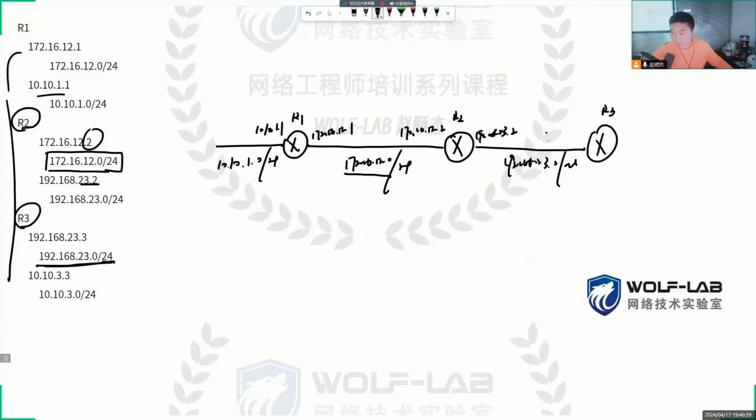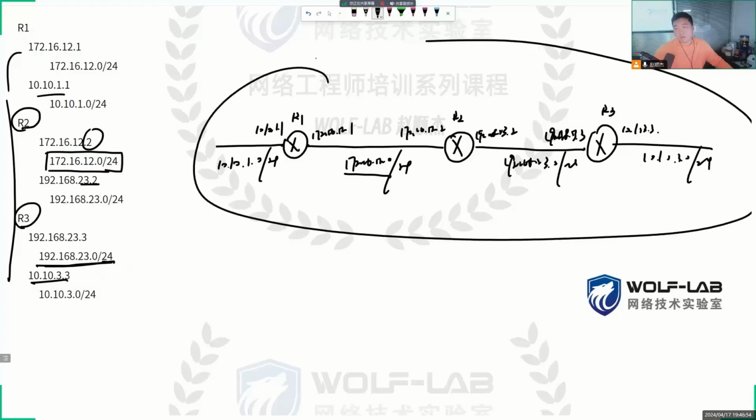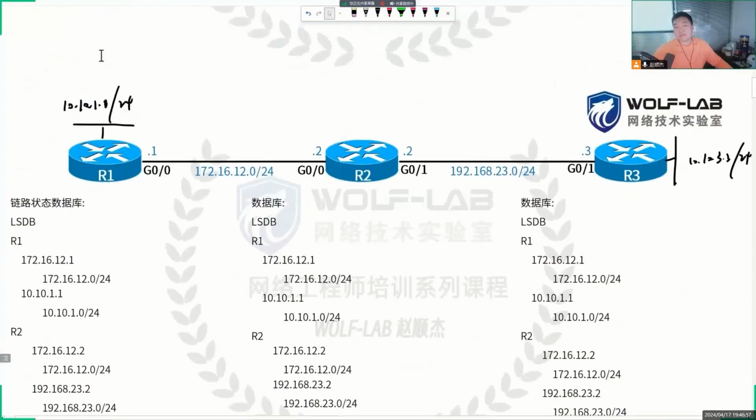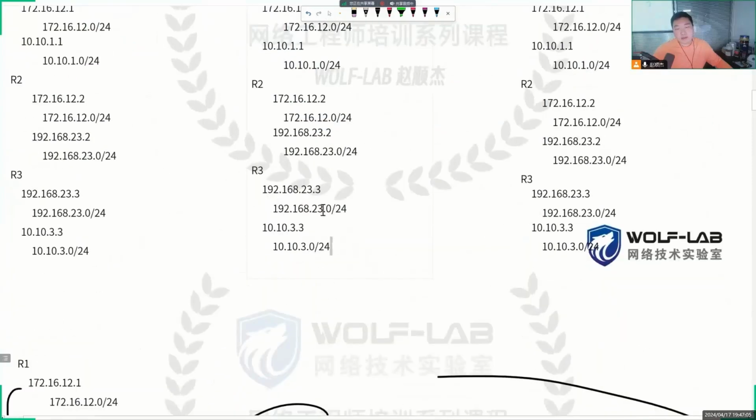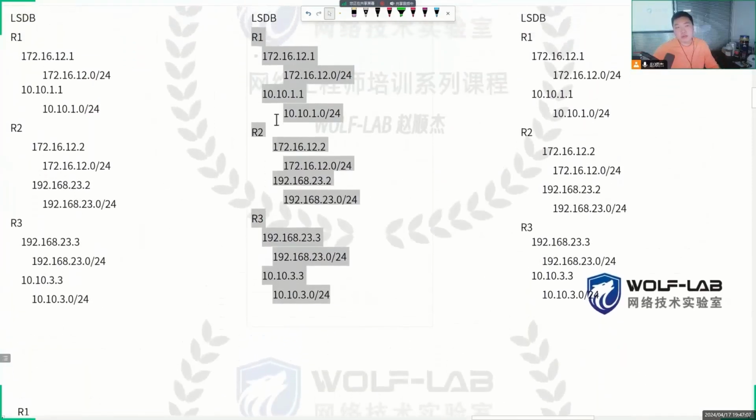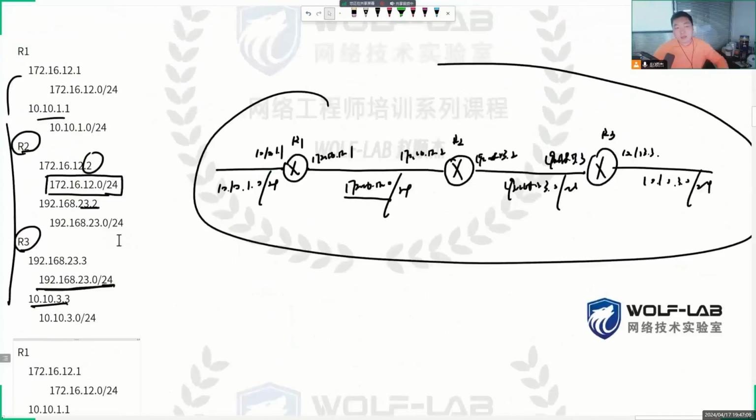What else do I see? There's a router R3, which also connects to this network segment, 192.168.23.0/24, with address 192.168.23.3. R3 also has 10.10.3.3, connected to 10.10.3.0/24. Students, compare this with the diagram. Isn't it the same?